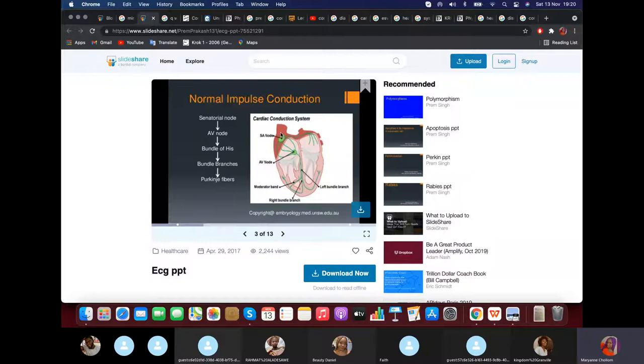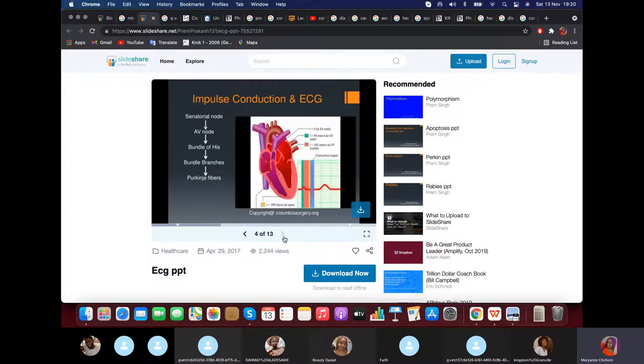Your SA node is known as the pacemaker, and it sends its impulse to the AV node. It sends its impulse, you can see, to the atrium. It will depolarize it and cause contraction. When it gets to the AV node, there's a delay, then the impulse will come down and stimulate the ventricles to contract. So you know the pathway.